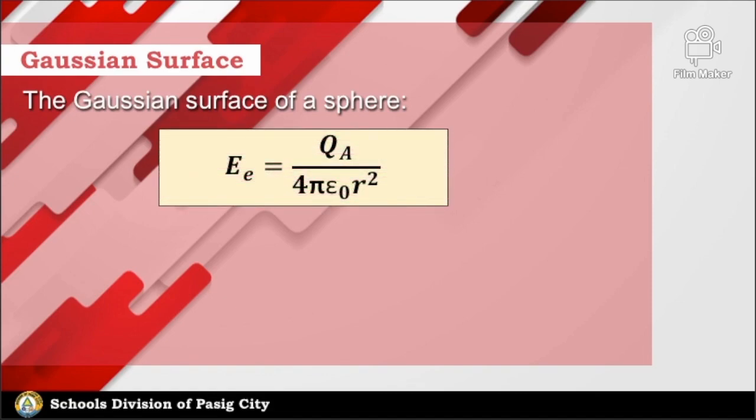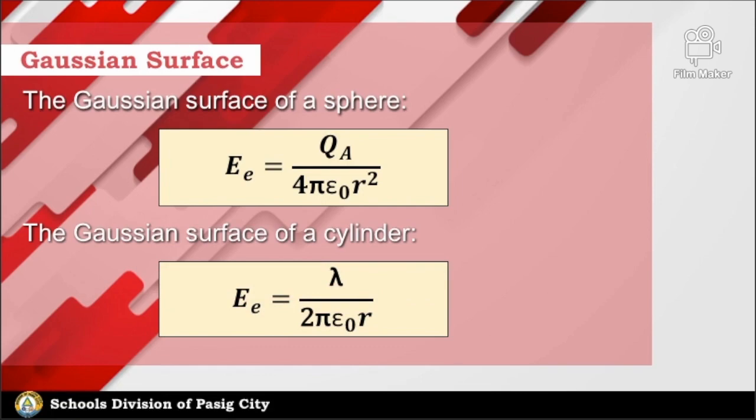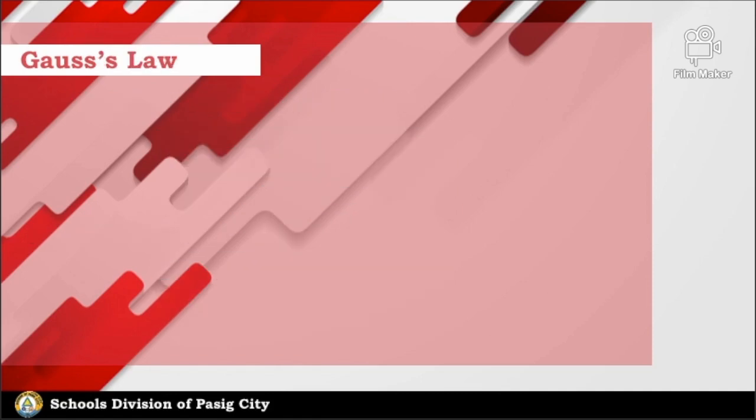The Gaussian surface of a sphere has an electric field which is equal to the charge Q over 4 pi epsilon sub 0, or the permittivity of free space, multiplied by r squared. While the Gaussian surface of a cylinder has an electric field which is equal to lambda over 2 pi epsilon sub 0, or the permittivity of free space, multiplied by r.